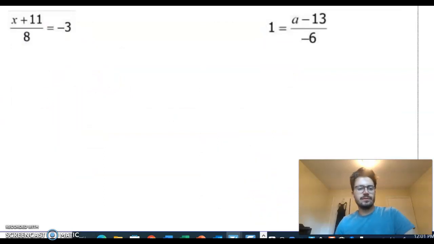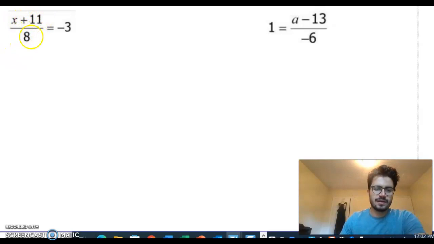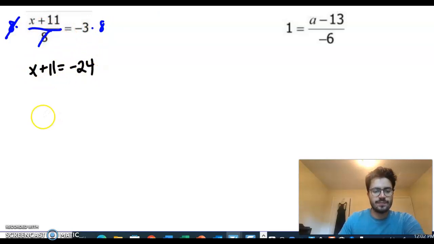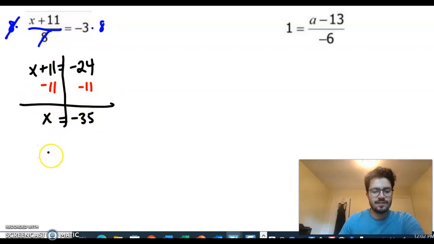Let's look at these two examples real quick. So I have (x plus 11) divided by 8 is negative 3. What do I have to get rid of first? Well, I need to get rid of the division first. I'm dividing, so how do I do that? To cancel that, I'm going to multiply by 8. So what do I have left? I have x plus 11 equals negative 24. Now I just have to subtract the 11 from both sides. I get x equals negative 35.